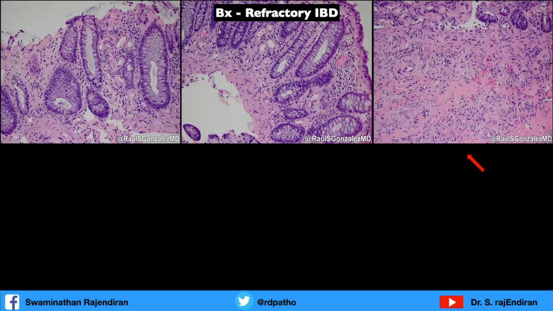Another interesting condition which I saw on Dr. Gonzalez's Twitter: you can see the dilated vascular spaces or blood vessels of varying sizes dilated in the lamina propria and in the submucosa. This colonic biopsy came with a history of refractory inflammatory bowel disease, but he exactly diagnosed this condition, which is new to me until I saw this Twitter, and clinicians never agreed with that.